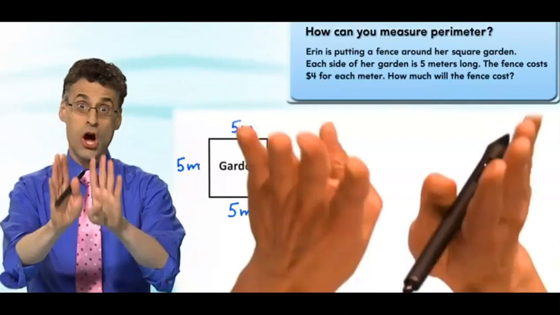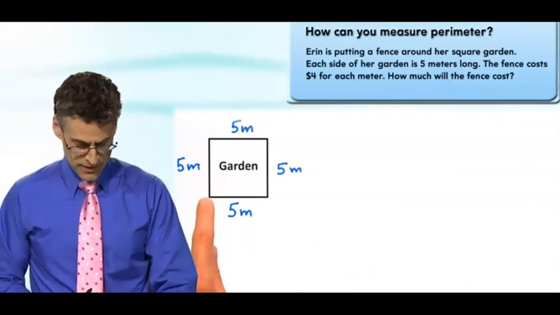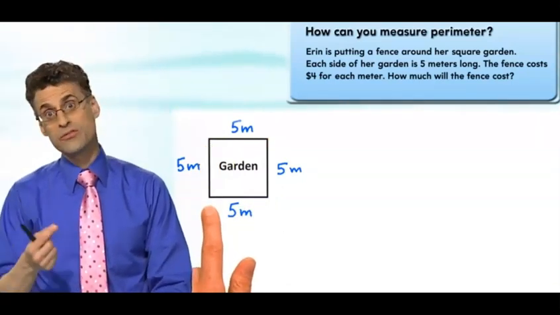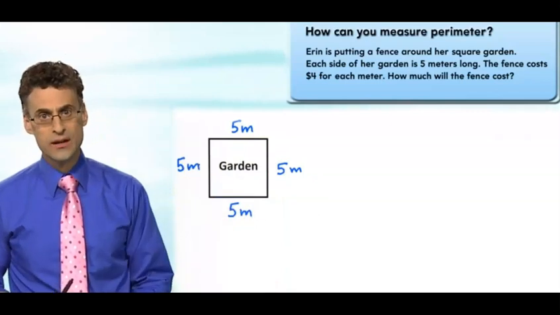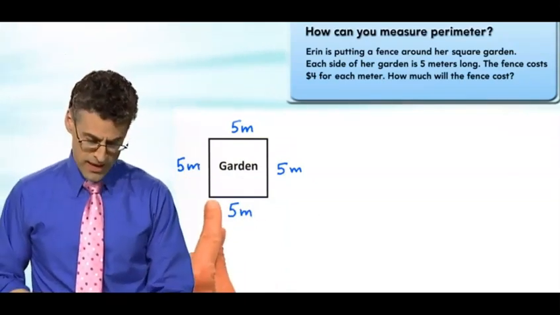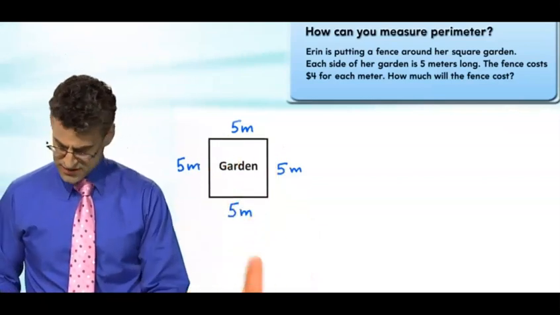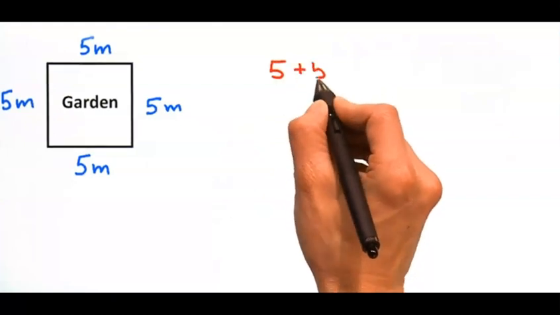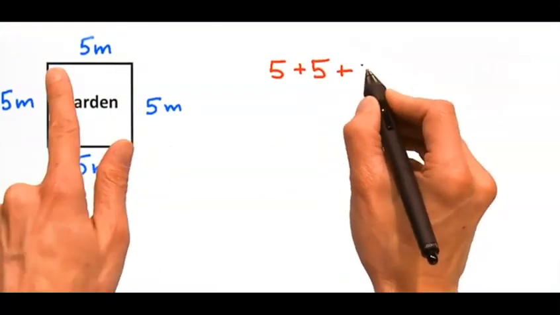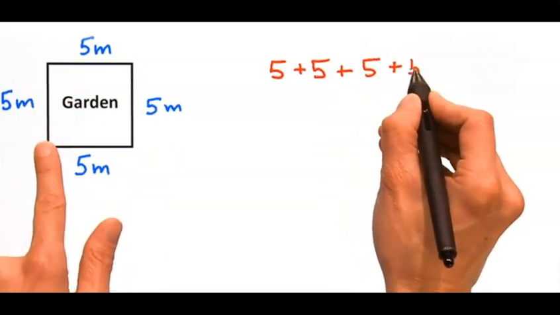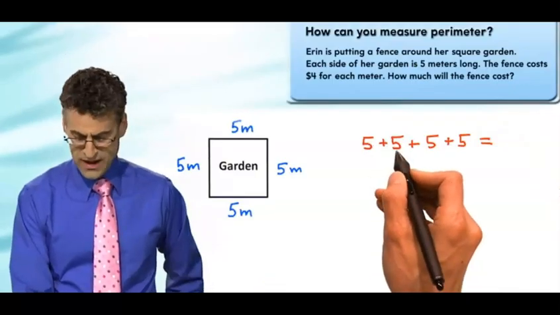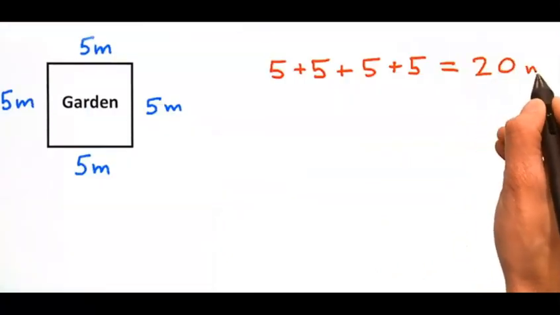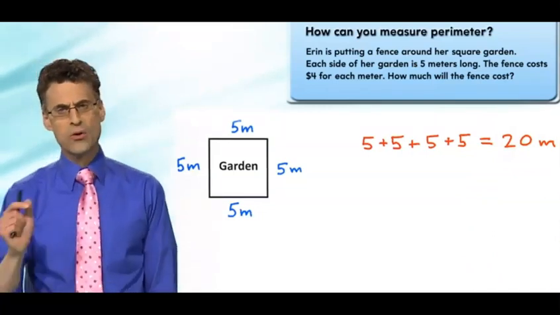Now, how much fence will we need? Before we figure out the cost, let's figure out how much fencing. Well, that's going to be the length around, and that, of course, is perimeter. So we want to find the perimeter of this square. And how do you find the perimeter of a square? You add up the lengths of each side. This is going to be really straightforward. It's just 5 plus 5 plus 5 plus 5. And 5 plus 5 is 10, plus 5 is 15, plus 5 is 20. And the units here are meters.